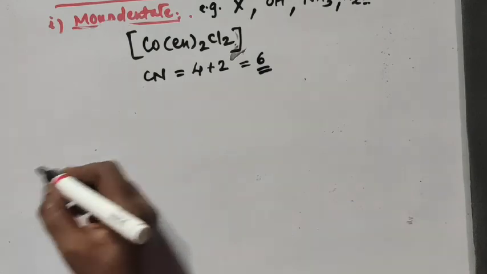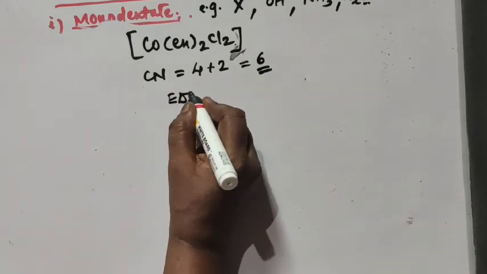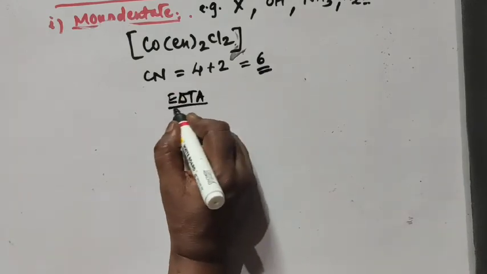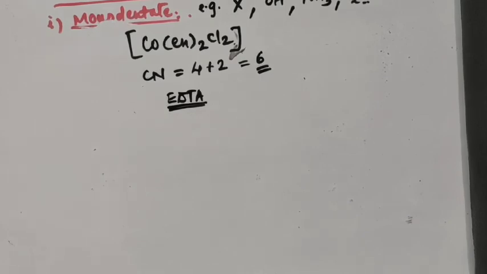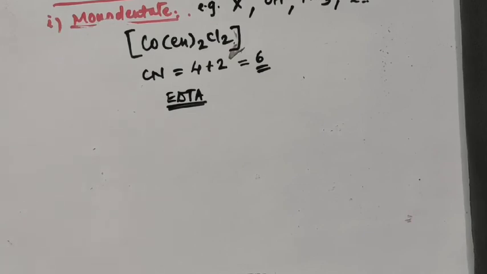Suppose only one EDTA, ethylene diamine tetraacetate ion, is there. It is a polydentate, so there are 6 atoms which can donate electron pairs for bond formation. So if only one EDTA is there, then the coordination number is 6. You remember this, how to find out the coordination number, and it is very important.